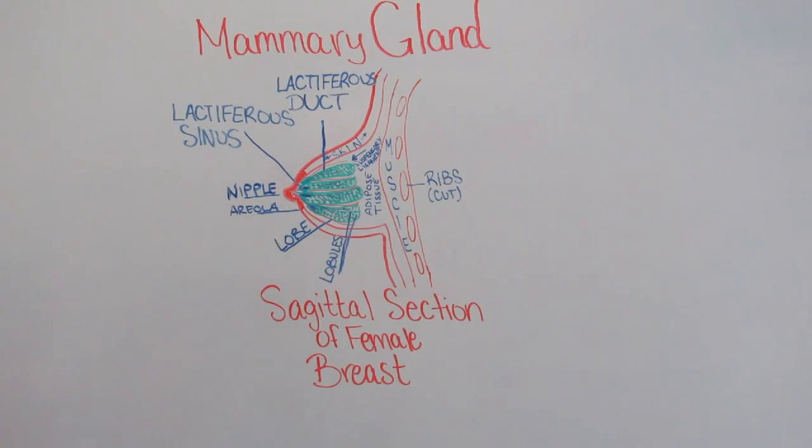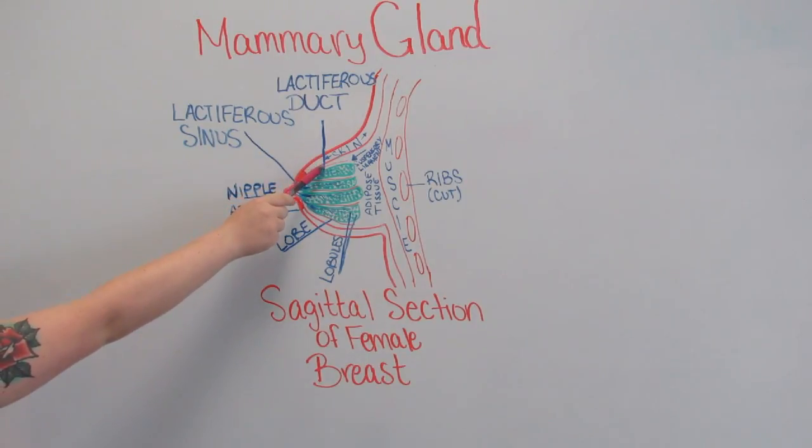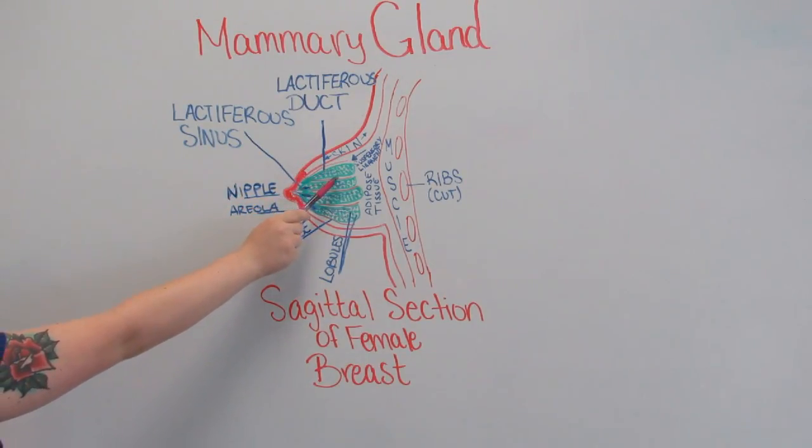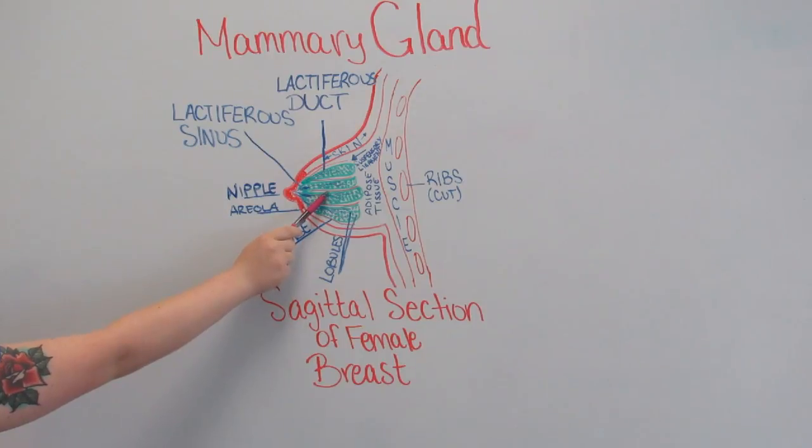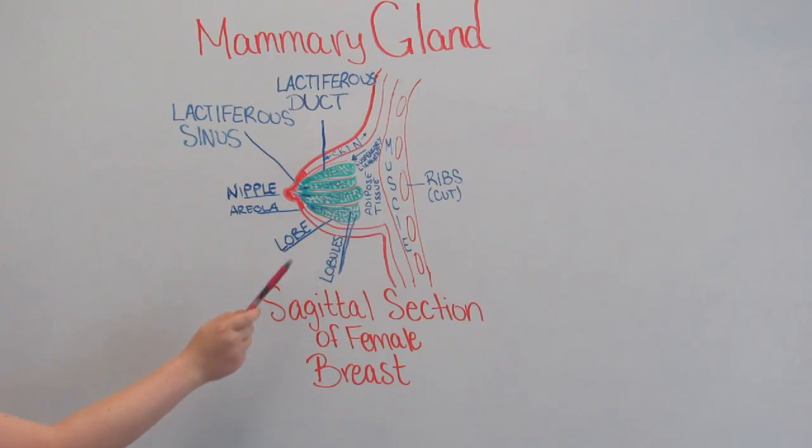Finally, supporting the mammary are the suspensory ligaments located between each lobe. These ligaments attach to underlying muscle and overlying tissue to provide support to the breast.